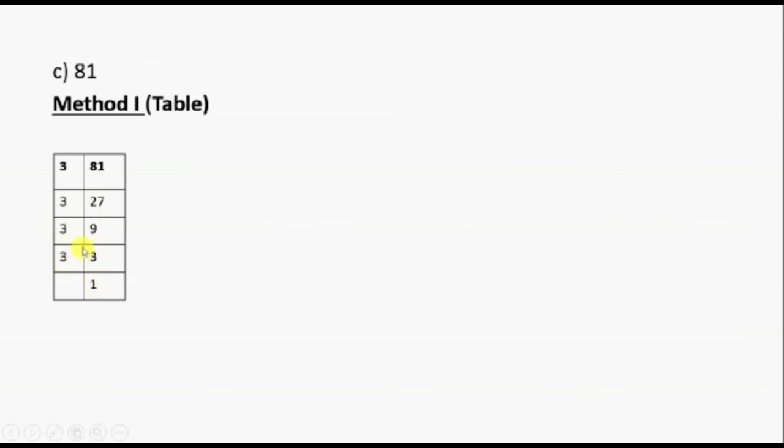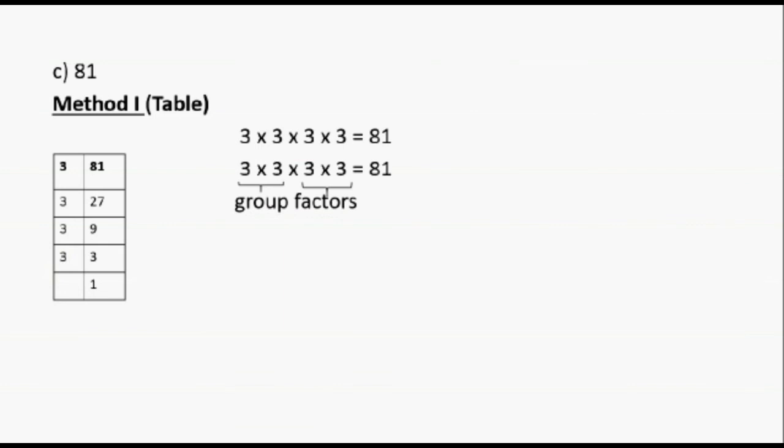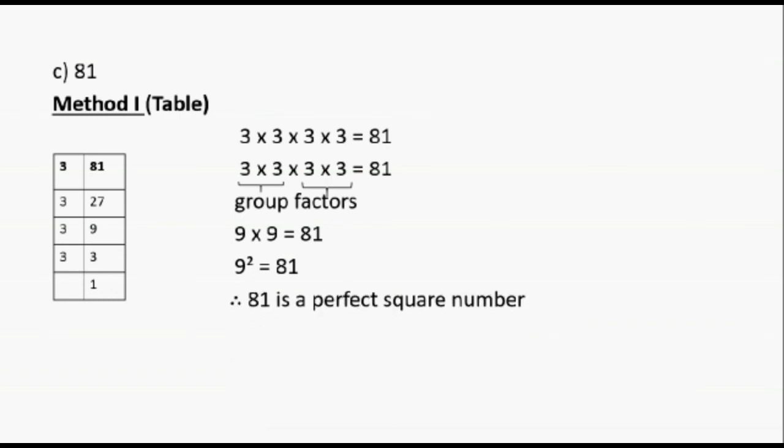From here, what are we supposed to do? Express 81 as a product of its prime factors by multiplying 3 times 3 times 3 times 3. So, when you multiply 3 times 3 times 3 times 3, what are we supposed to do? Group the factors. So, group them like that. After grouping them, you find that 3 times 3 is giving us a 9. So, we have our identical factor, which is 9. 9 squared is equal to 81. Therefore, we can conclude that 81 is a perfect square number.